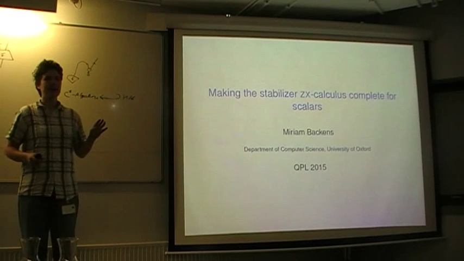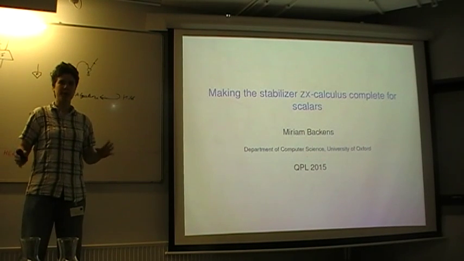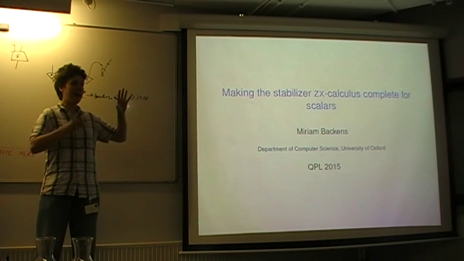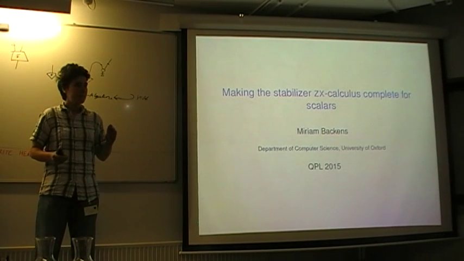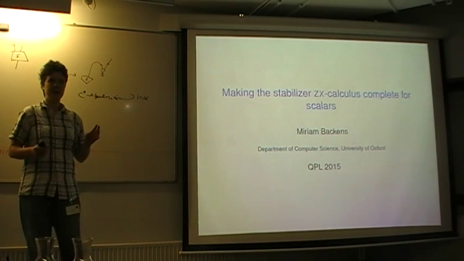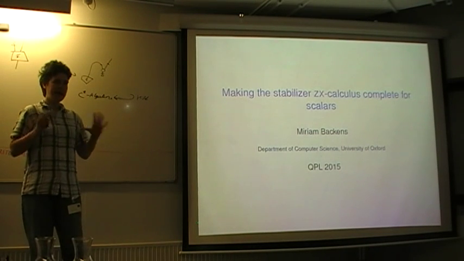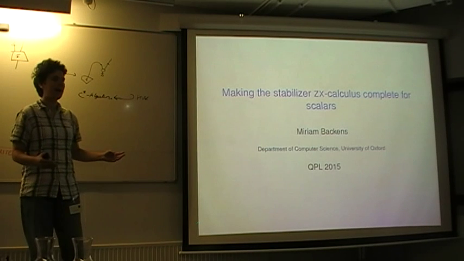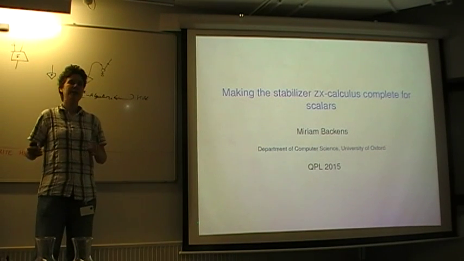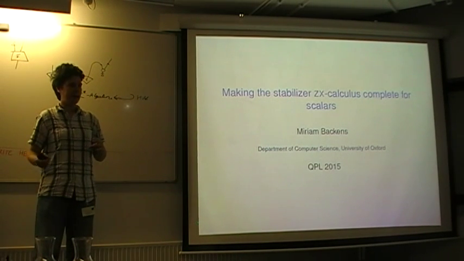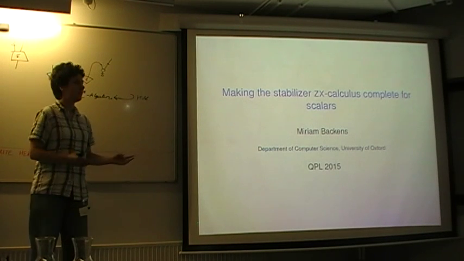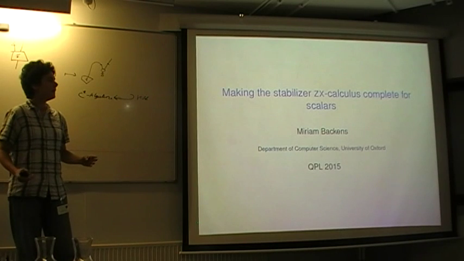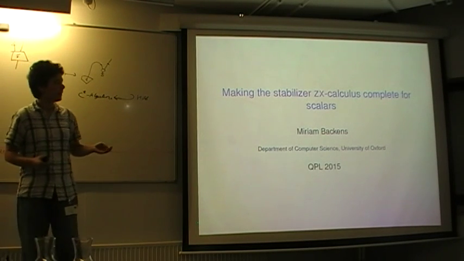So the ZX calculus is this graphical language for talking about quantum computation. Most of you have probably come across it before, sort of diagrams of red and green dots. And completeness is the property of a formalism that any equality that you can derive in some other standard formalism, say in matrix mechanics, can also be derived using the new formalism. So in this case, any equality that you can derive using matrices, you could also derive using diagrams if the formalism is complete. And that's what I'm trying to show here.